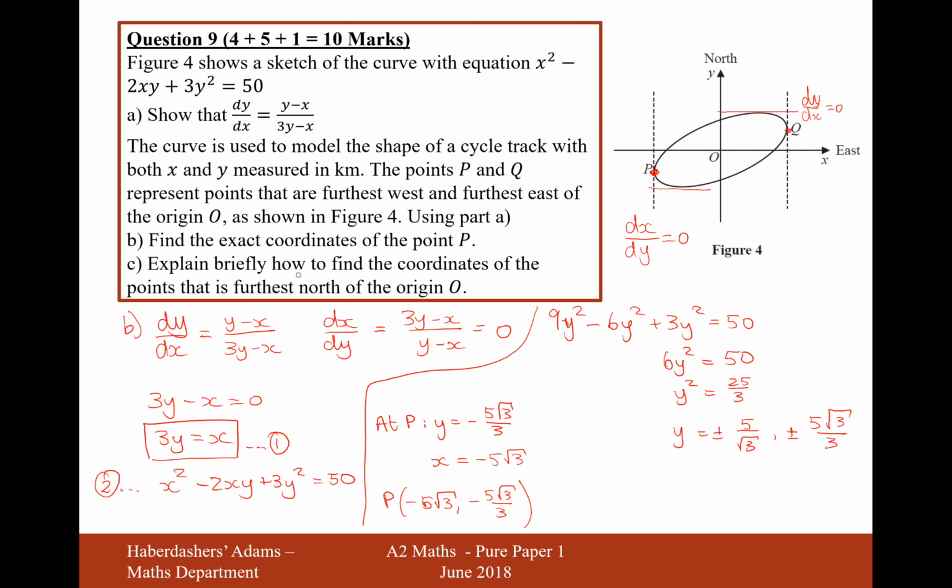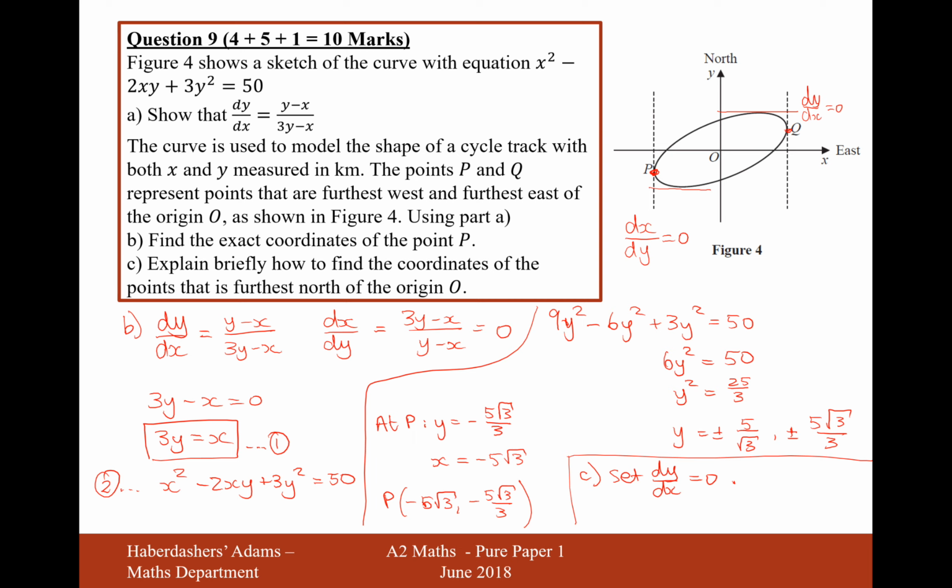Part C: explain briefly how you find the coordinates of the points that are furthest north from the origin O. Well, in this case that would be a horizontal stationary point, at which you would set dy by dx equal to 0. So there we are, that's the answer to question 9, that's 10 marks for that question.